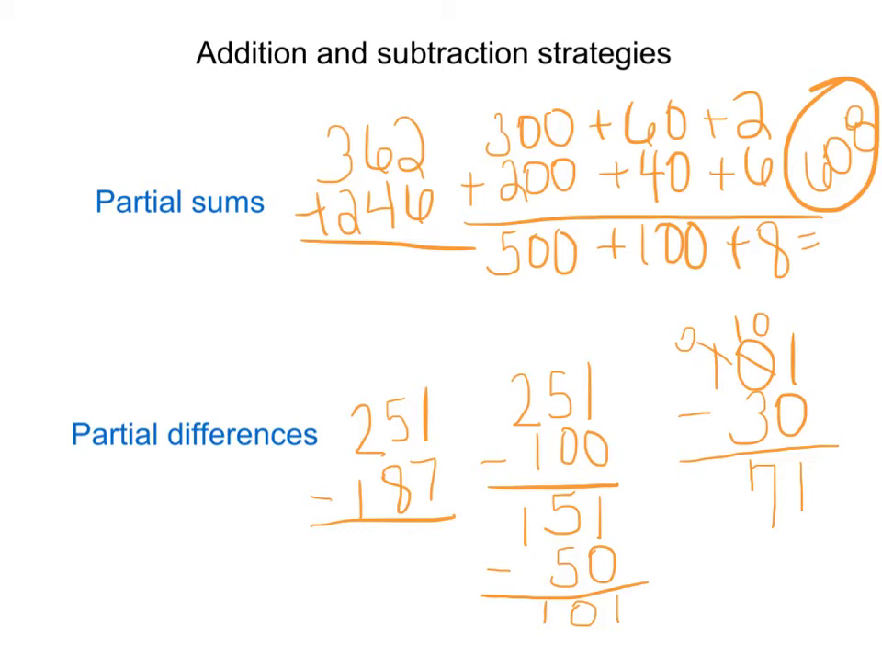We still need to take 7 more away, so we take away a total of 187. Because I know that 100 plus 50 plus 30 plus 7 is 187. And my answer would be 64.